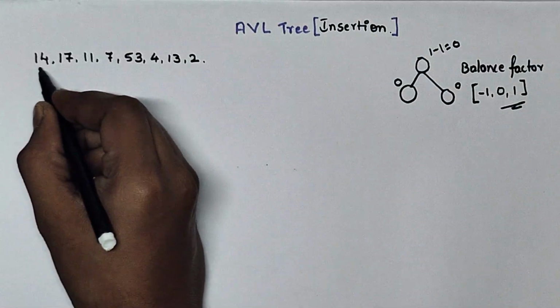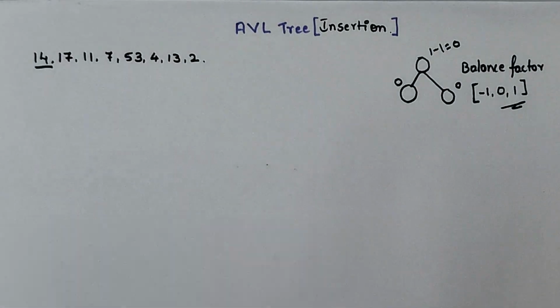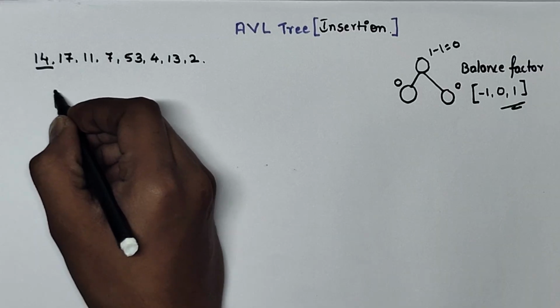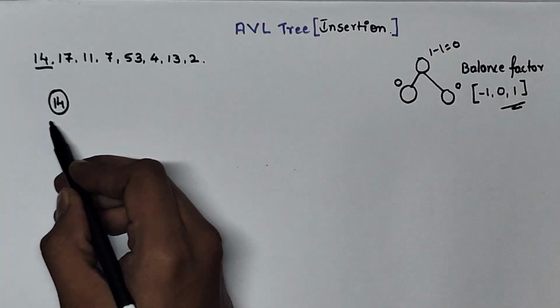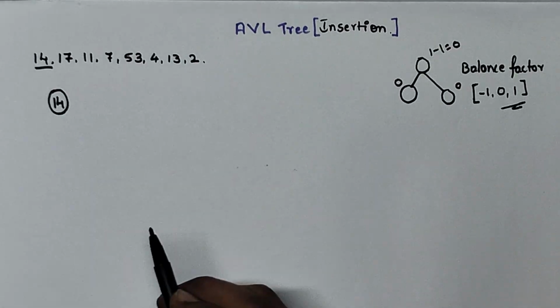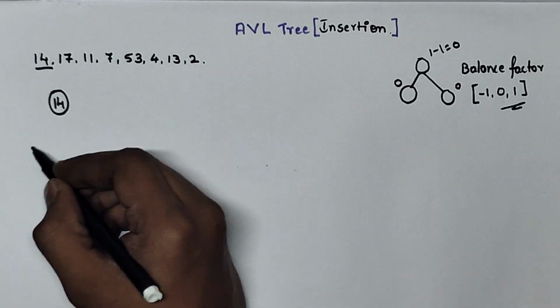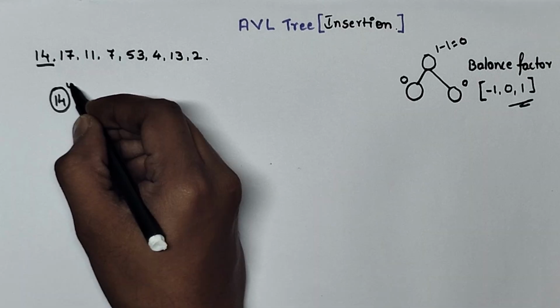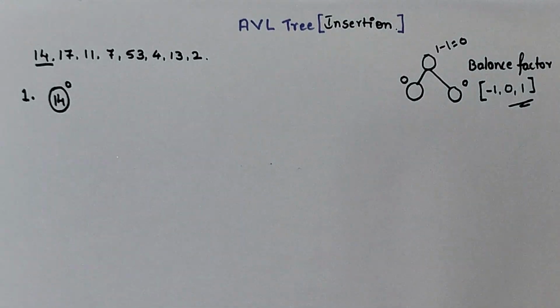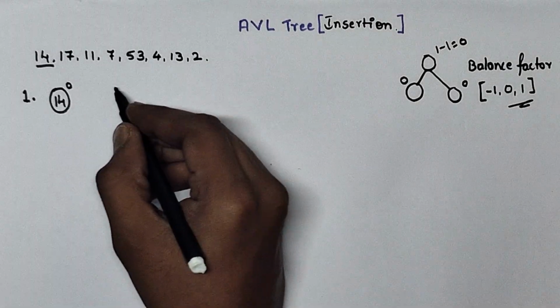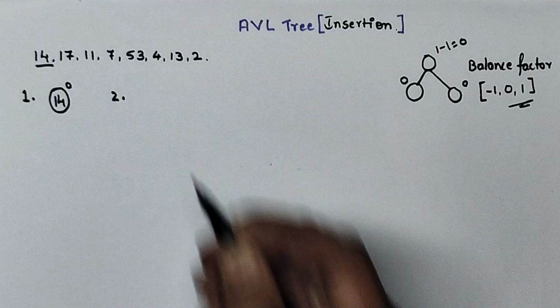In the first step I want to insert 14. So I will directly insert 14. Now I have only inserted 14. This 14 does not have any child, so you can conclude no left child, no right child, 0. So at the first step we inserted 14 and its balance factor is 0. So I can proceed with the next one. Now let's move to the second step.